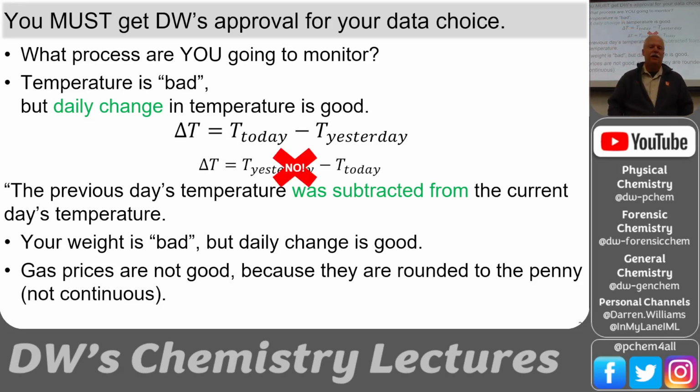Okay. So it's the previous, and here's how you say it in your report. The previous day's temperature was subtracted from the current day's temperature. Sometimes you get the equation right and then you say it wrong. So grammatically, you're saying yesterday was subtracted from today or the current day. Your weight is bad, but daily change is good. Because my weight fluctuates, it trends. So I'm sure yours does too. But daily change is something that can be tracked.